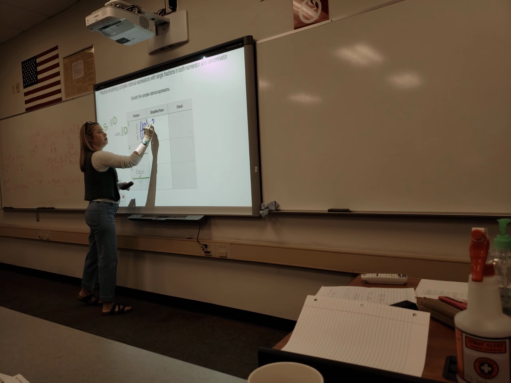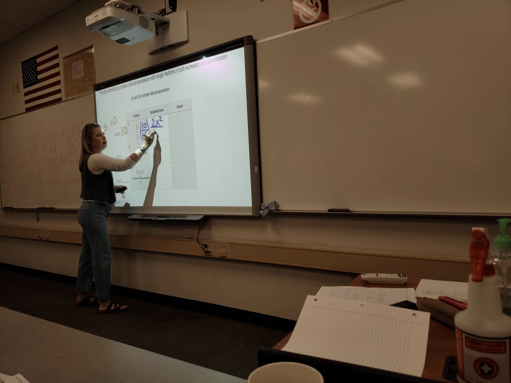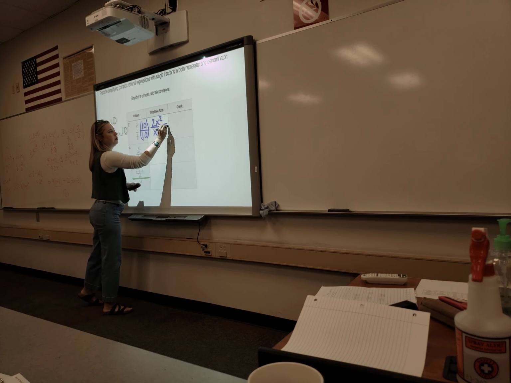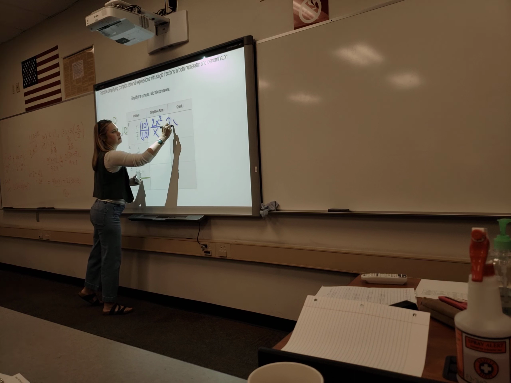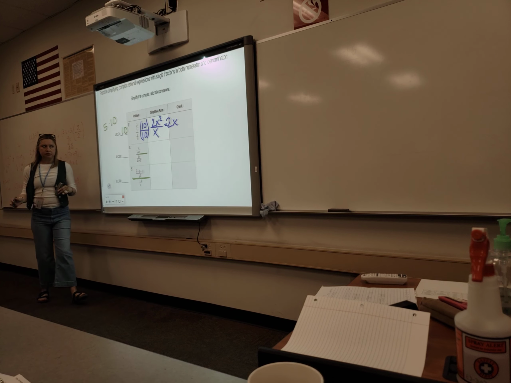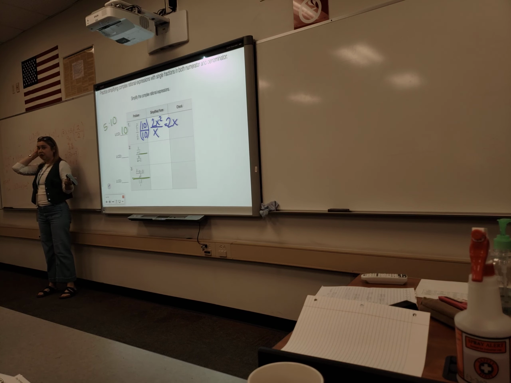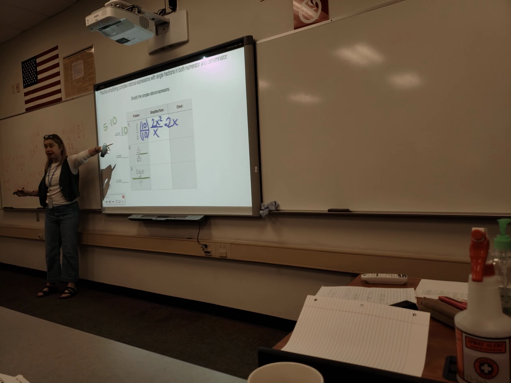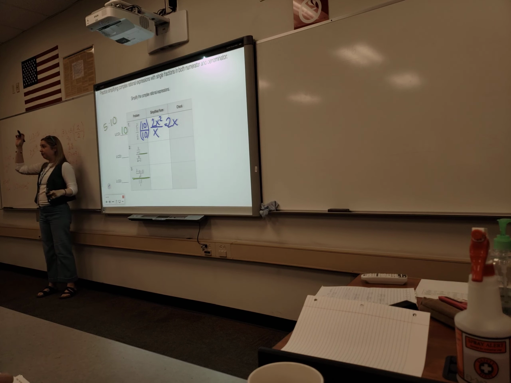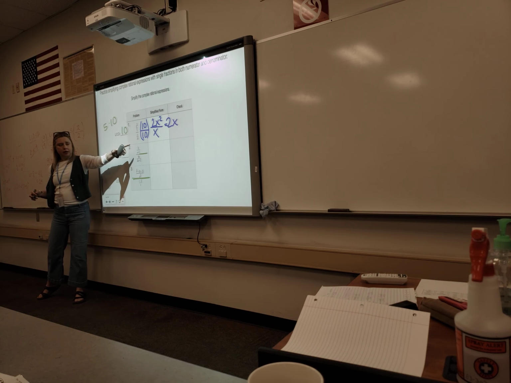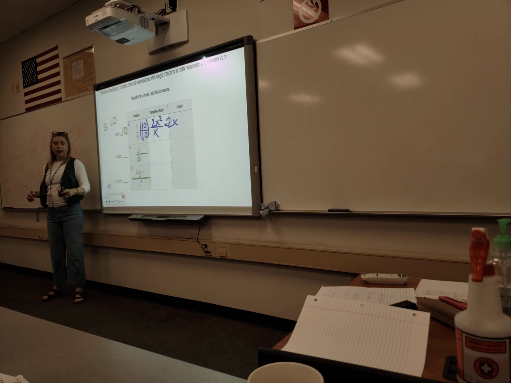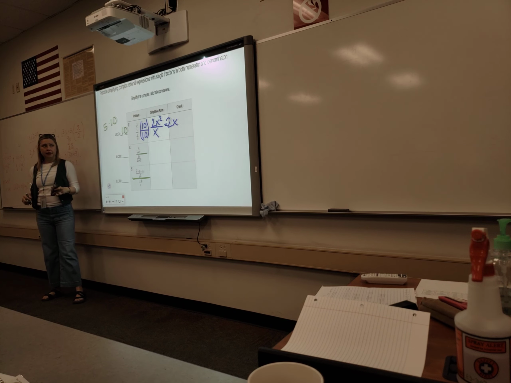And I would have a 2x squared over x, or 2x. Alright, so that's today's method, where we multiply the LCD for all the fractions, up top and on the bottom. Cancel out what we can, okay?